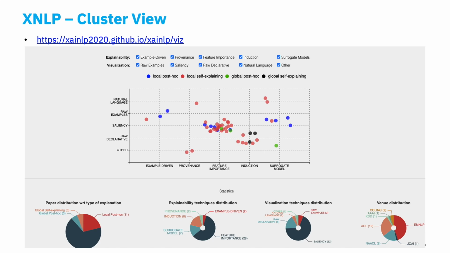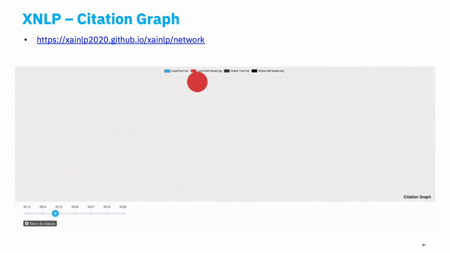which partly explains why there are so few global self-explaining methods, because most of the papers we included are using deep learning based approaches and deriving declarative representations from deep neural nets is extremely difficult, and this is also one of the hot topics in AI right now. Citation graph view is another web page we included in our XNLP website.